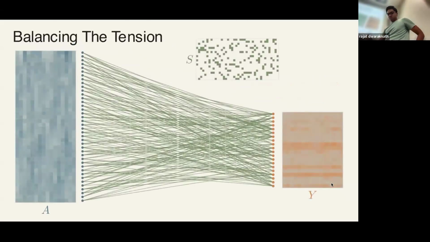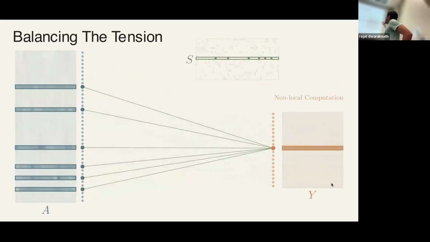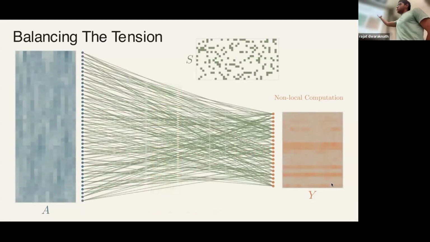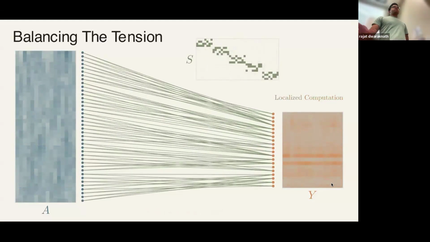Okay, so the issue here was non-local computation, right? One row of Y is getting input from all over A, right? More specifically, what this means is there are cross-SM global atomics, right? And if it's cross-SM, you must do a full round trip through global memory, which takes a lot of time. Well, if the sketch is fair game, why don't I just change the sketch to localize the computation? Okay.